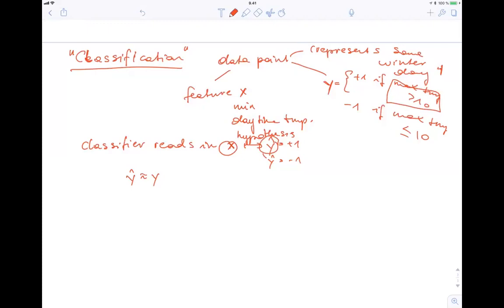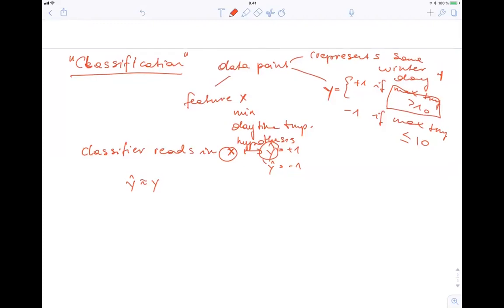And then I want to show you a trick that turns this classification problem into a problem of predicting a number. So let's say, instead of predicting the label directly, so plus one or minus one, we want to predict a number. Let's use again a linear hypothesis.